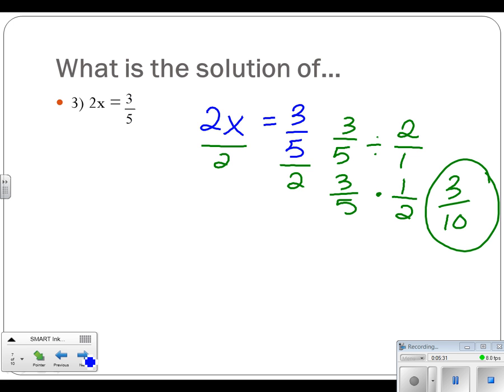We check our work. We plug in 3/10 into the original, and 2 times 3/10 would give you 6/10, which reduces to 3/5. So that is correct.